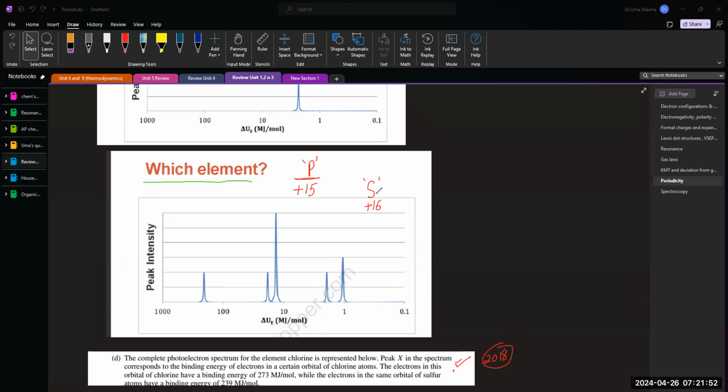So where, you know that it is also 1s2, 2s2, 2p6, 3s2, 3p4. This P is also 1s2, 2s2, 2p6, 3s2, 3p3. Now let's compare 1s2 of this and 1s2 of this. Which 1s2 will be more stable? Which 1s2 has stronger attraction?